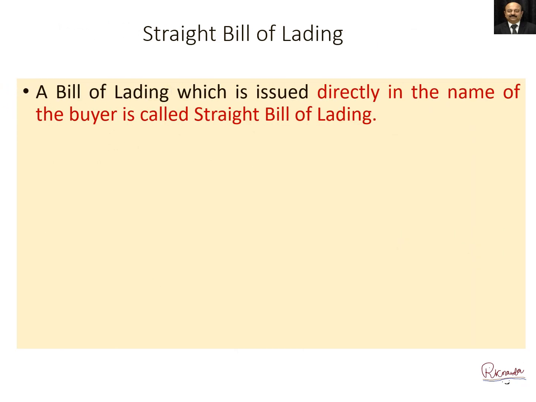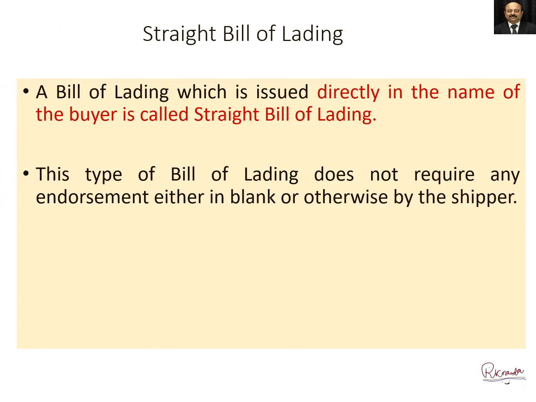And what is a straight bill of lading? A bill of lading which is issued directly in the name of the buyer is called a straight bill of lading. Normally, when the documents are being routed through the banking channels, the bill of lading, being a transport document, is issued in favor of the bank, and bank endorses it in the favor of the buyer as and when the condition of sale are fulfilled by the buyer.